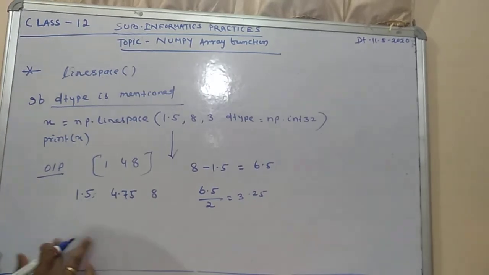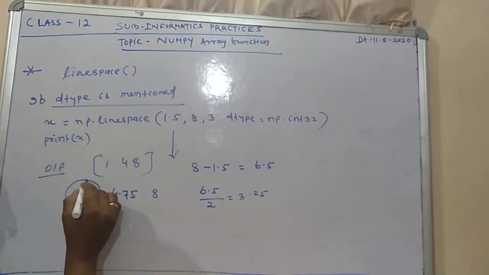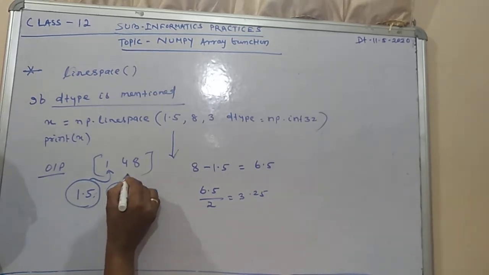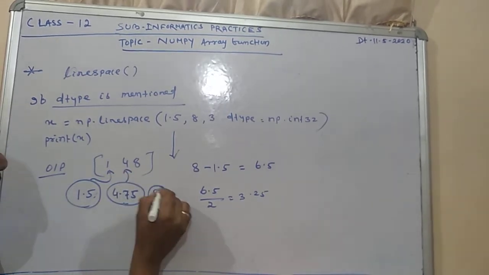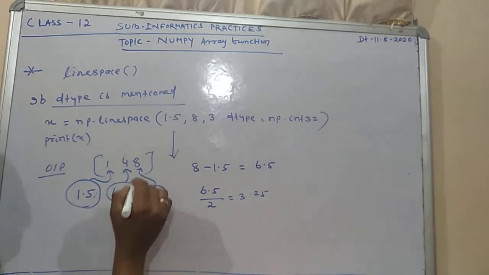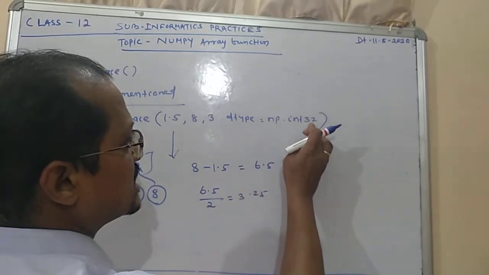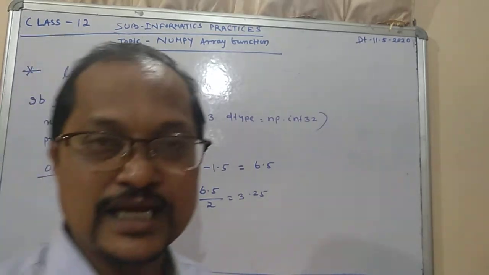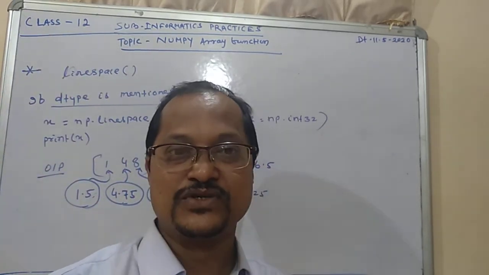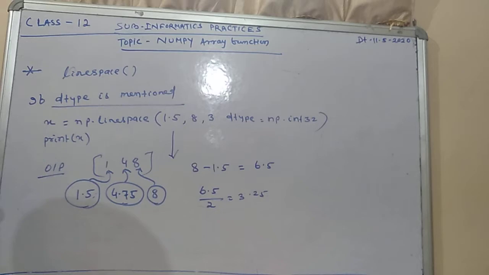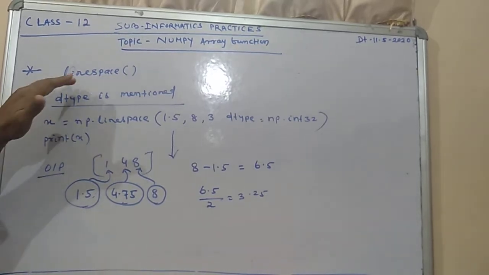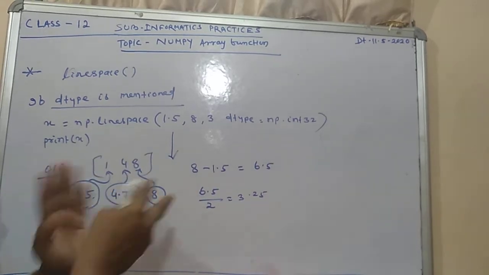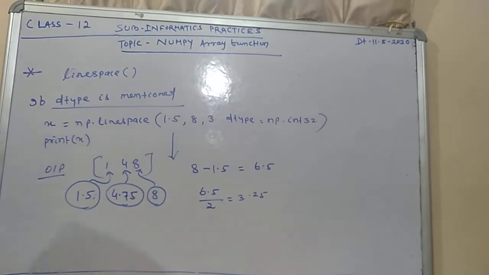Now look, the integral value of 1.5 is what? 1. The integral value of 4.75 is what? 4. The integral value of 8 will be 8, because we have mentioned here int32. That's why this result will come. Are you understood or not? So this way you will solve the answers. These questions, linspace and arange, are very typical. You have to understand them properly and keep them in your mind.